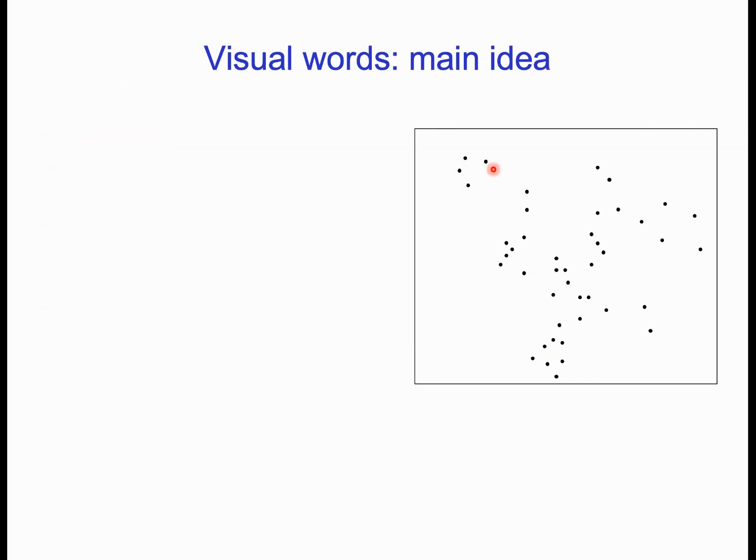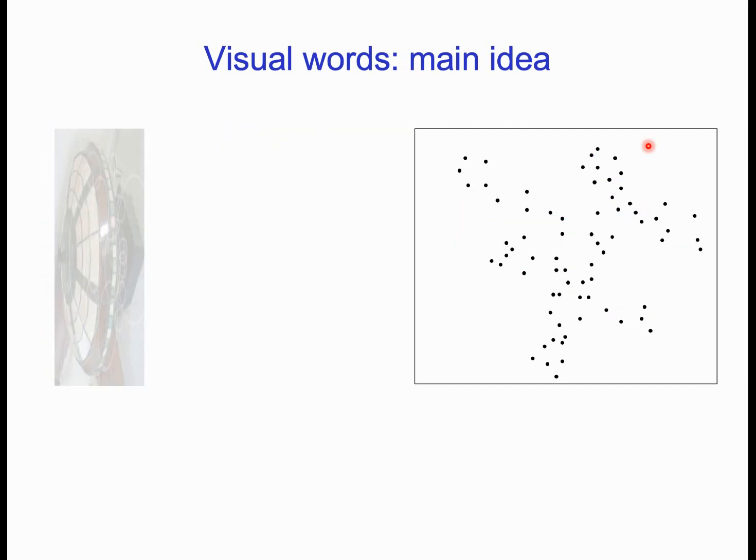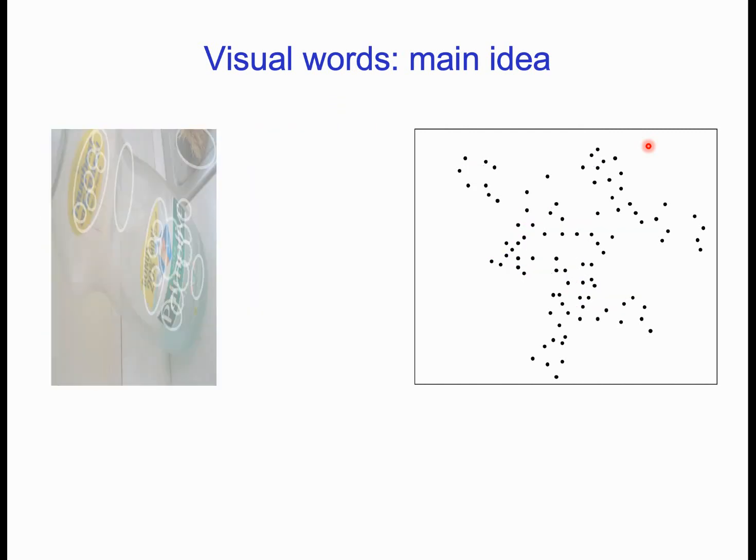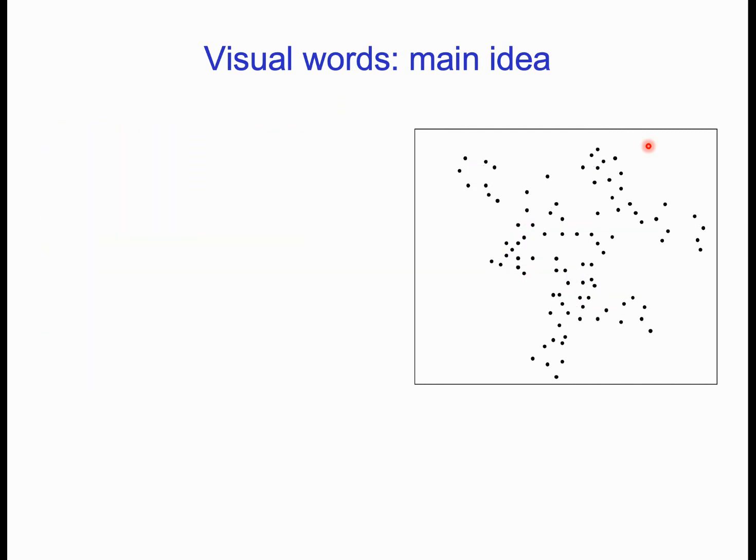Now, when I get new images, I will map them to my feature space, and they will be represented as additional points in the feature space. As I have more images, I will have more and more features. And every additional image will lead to additional interest points, additional regions, and that will populate my feature space. So in the end, I will have a lot of points in my feature space.